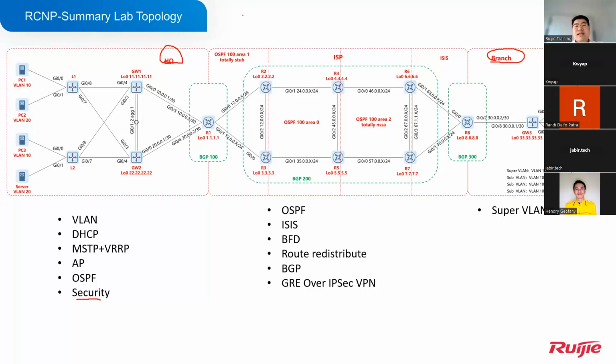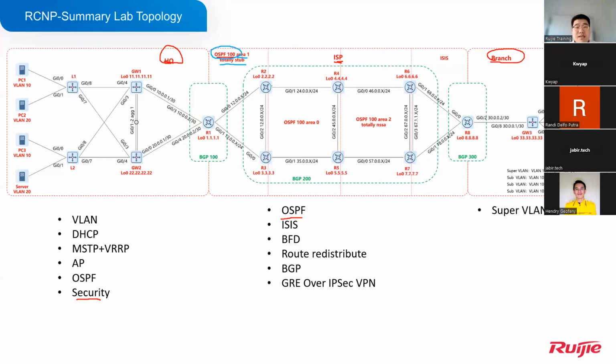Okay, and next is about the technologies in the ISP. First is OSPF. Here you can see R1, R2, R3 are running OSPF, and the process ID is 100. Let me change the color. They're running OSPF 100, and they're in area 1. The area type is a totally stub area.